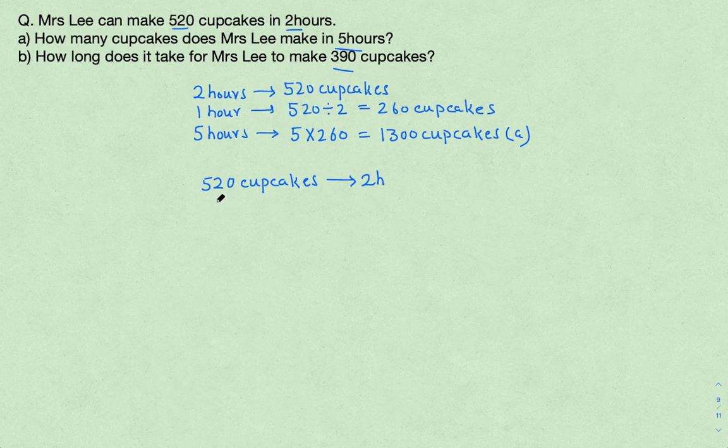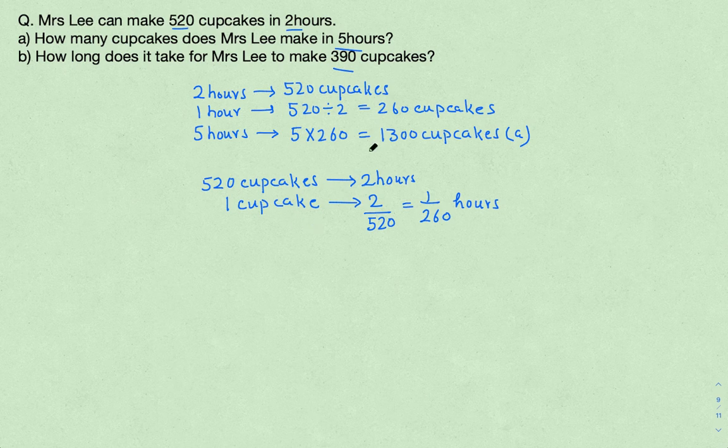So Mrs. Lee is making 520 cupcakes in 2 hours. How long will she take to bake one cupcake? It will be 2 by 520, which is equal to 1 by 260 hours. We can write the full thing here, hours. So basically Mrs. Lee takes 1 by 260 of an hour in order to make one cupcake.